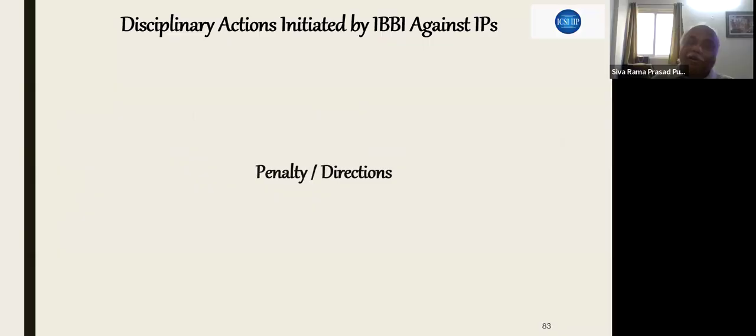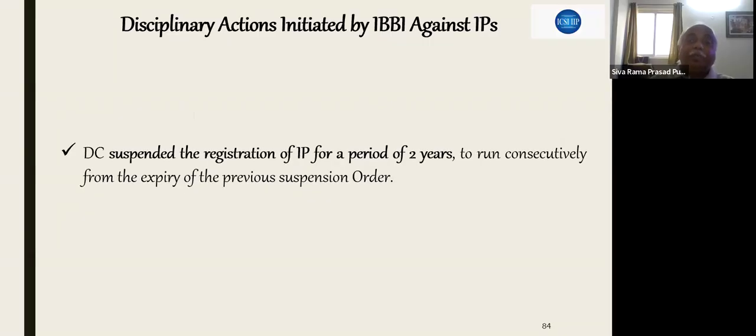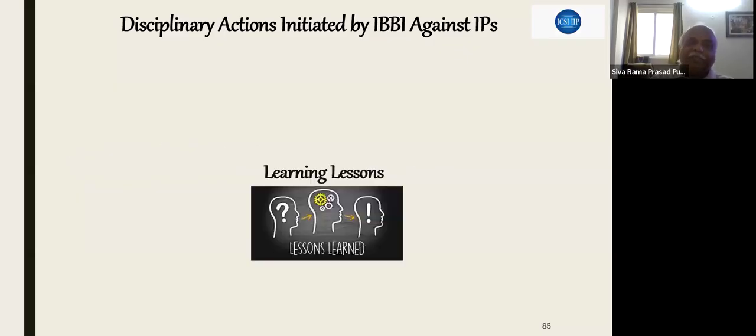What is the penalty or directions given by the DC? The DC suspended the registration of the IP for a period of 2 years, to run consecutively from the expiry of the previous suspension order. Already that person is suspended. From that date, 2 years, they have given the judgment.